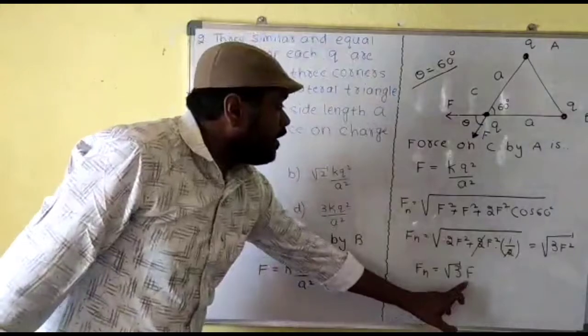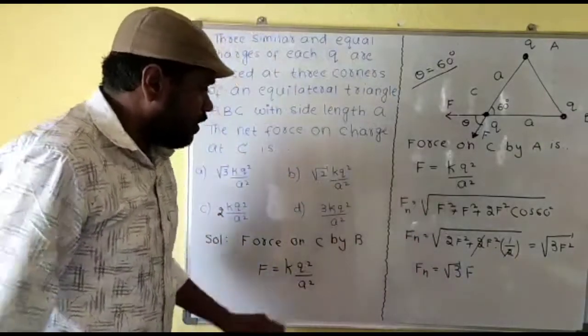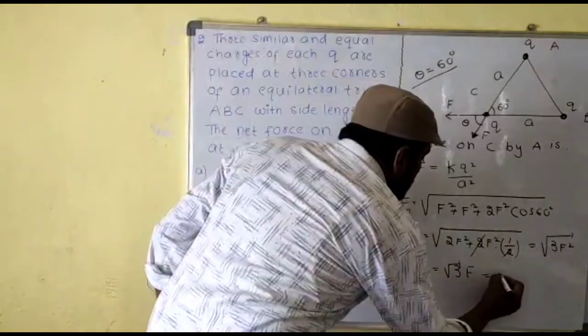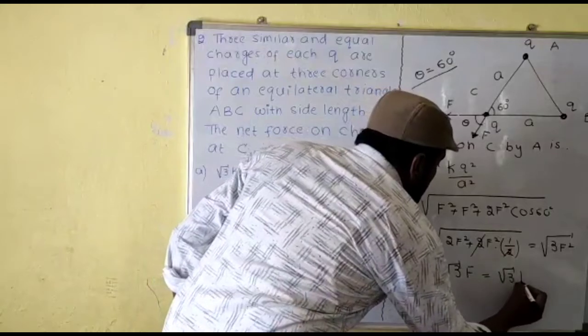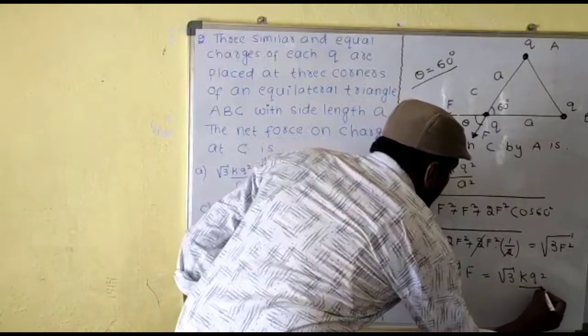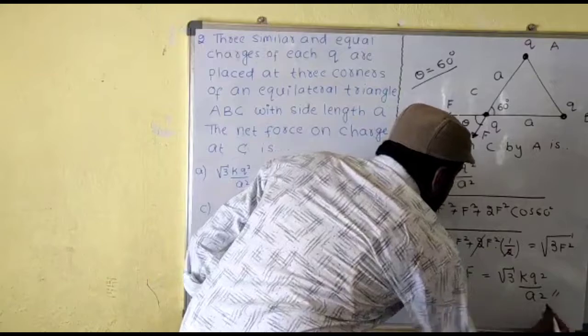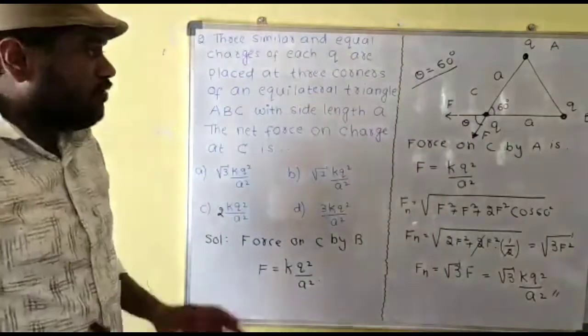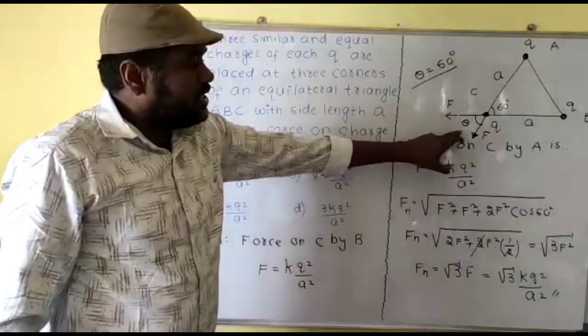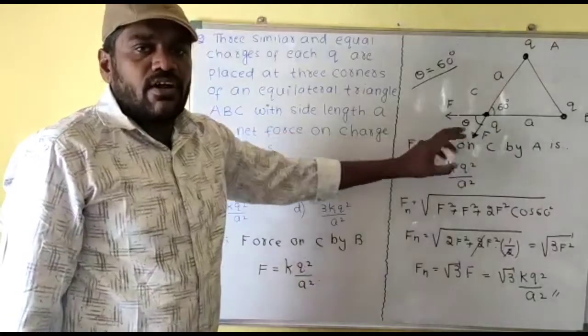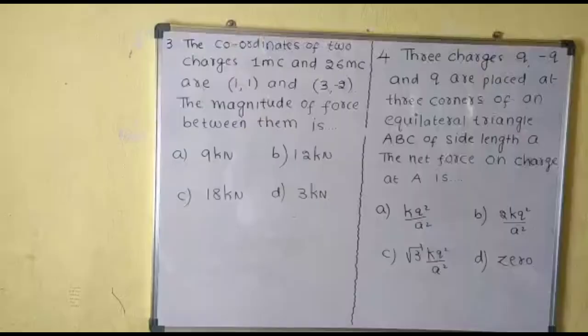Now for the F value, you substitute either this value or this value, and you get root 3 into K Q square by A square. This is the answer for this question. Once again please check it. This question is a very important model for this type of problem. Thank you.